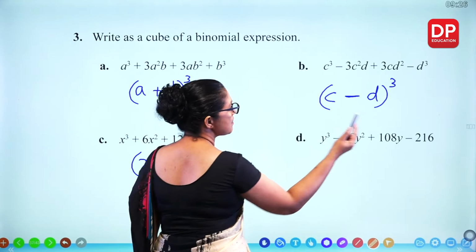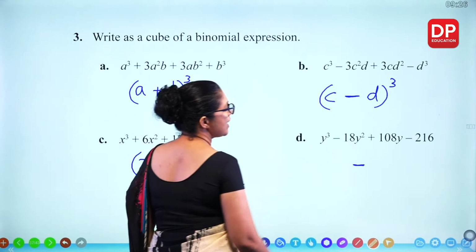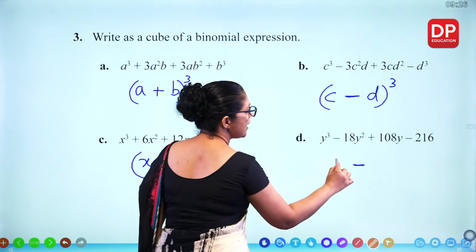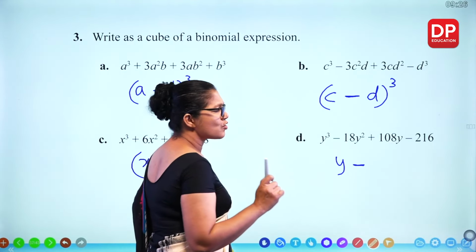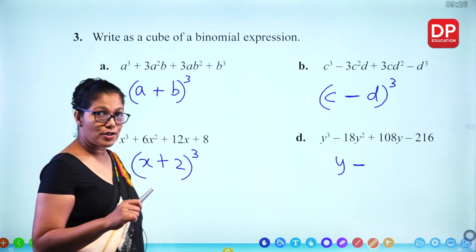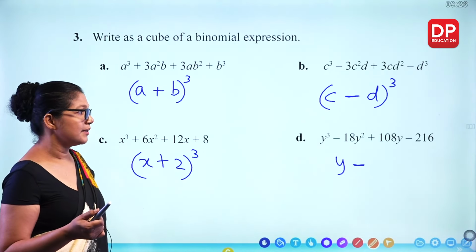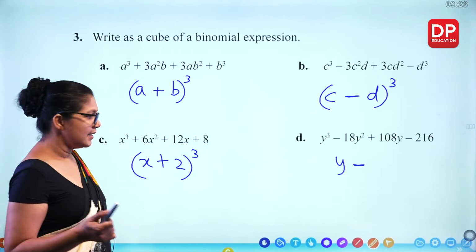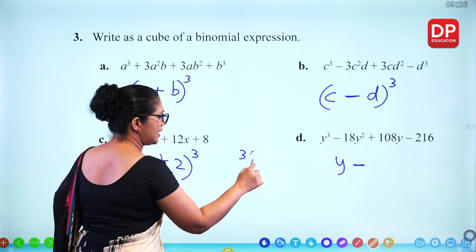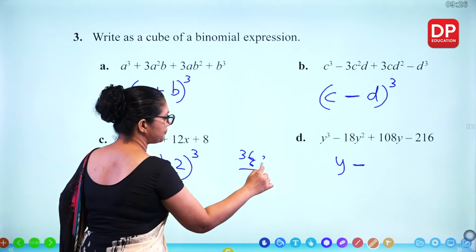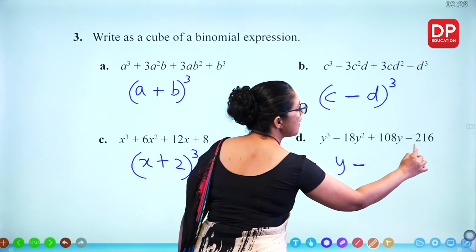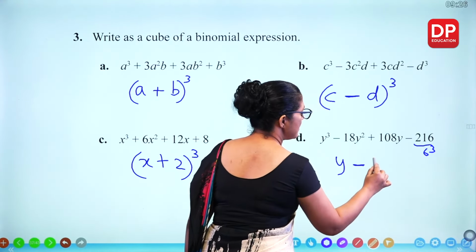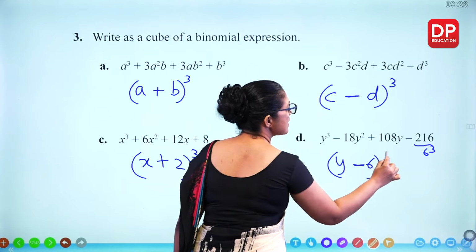What about this one? Plus minus plus minus. So that means minus sign is there. Y to the power 3 is there. That means y is the first term. What is 216? Which number to the power 3 is 216? 6 to the power 3. 36 times 6, you get 216. So this is 6 to the power 3.